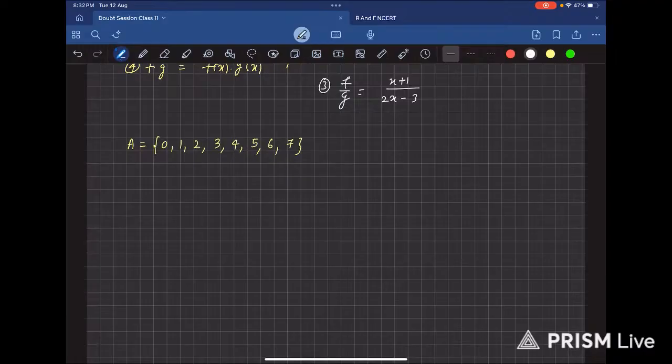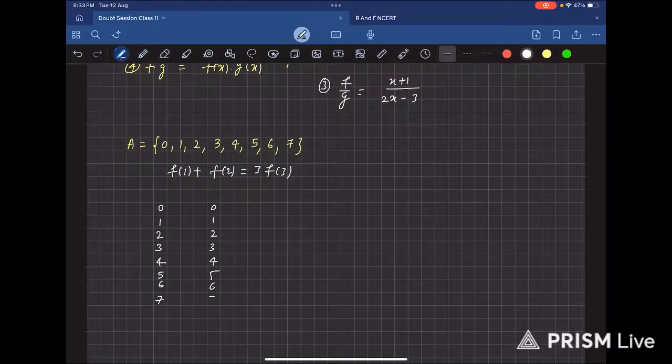तो नंबर ऑफ बाइजेक्शंस फ्रॉम A to A such that f1 plus f2 is equal to 3 times f3. तो इसमें आप हिट एंड ट्रायल से जाओगे, बिना हिट एंड ट्रायल से हम कुछ कर ही नहीं सकते। ओके, चलिए। तो यहाँ पे A to A है, so 0 1 2 3 4 5 6 7 on both sides.